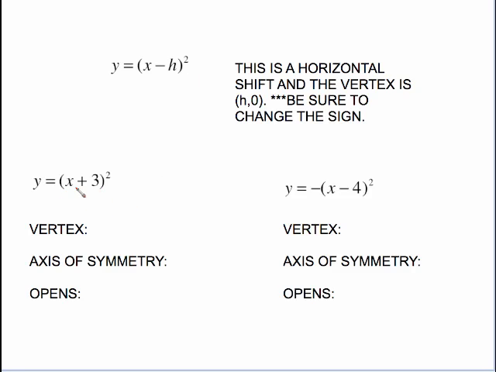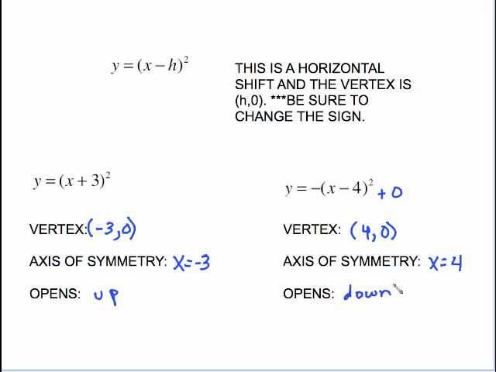So looking at this, that says x plus 3. My vertex needs to be negative 3, comma 0, because there's nothing back there. Axis of symmetry is x equals negative 3. It opens up. This one, the negative in front, does not affect my vertex any. That says x minus 4. So the vertex will be 4, comma 0, because there's nothing back here. Axis of symmetry, x equals 4. And this one, because that's a negative, opens down. More on the next video.